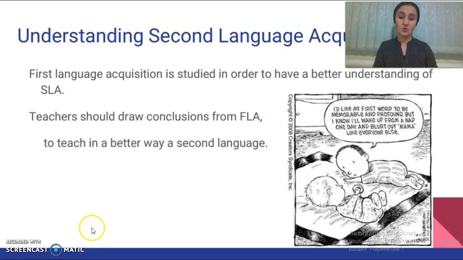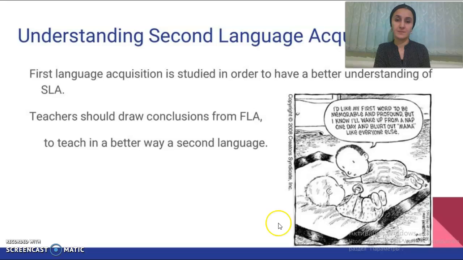So teachers should draw conclusions from first language acquisition to teach the second language in a better way. It means that when teaching students, teachers pay attention to their first language and the level of acquisition of the first language, and only after that can they choose a method for teaching a second language.